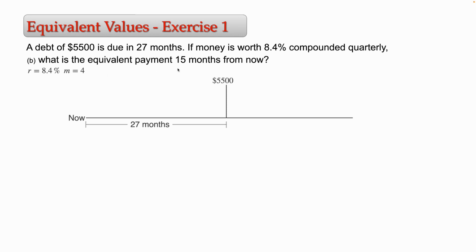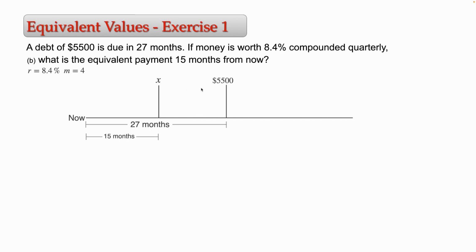What is the equivalent payment 15 months from now? Not 36 months as we analyzed first in question A, but 15 months from now. So let's see in a point in time like here. What will be this equivalent amount that happens just 15 months from now?